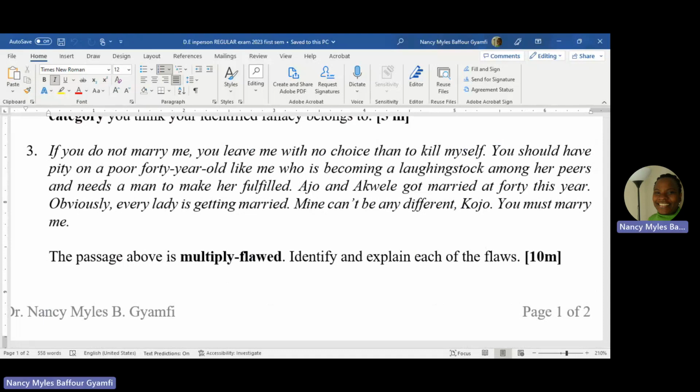You see the first part, if you do not marry me, you leave me with no choice than to kill myself. It appeals to threats, argumentum ad baculum, that is, or appeal to force, or you can say appeal to consequences. They are all describing the same fallacy.